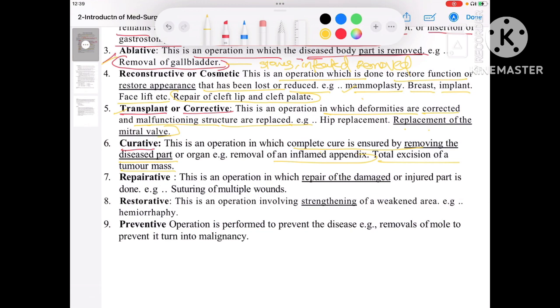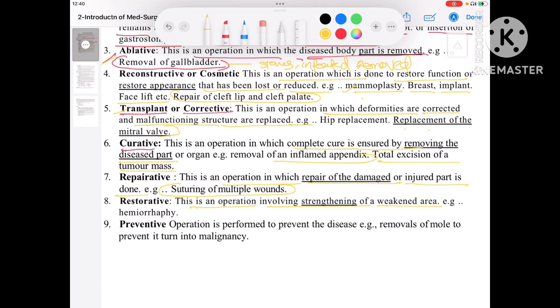Next one is reparative surgery. This is an operation in which a damaged or injured part is repaired, such as suturing of multiple wounds. They will repair the wound again, suturing a wound which was not closed correctly or got infected. Then restorative means an operation involving strengthening of a weakened area, such as a hernia repair. You will study that later.